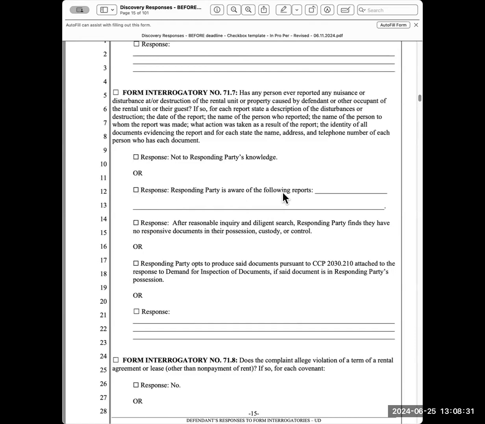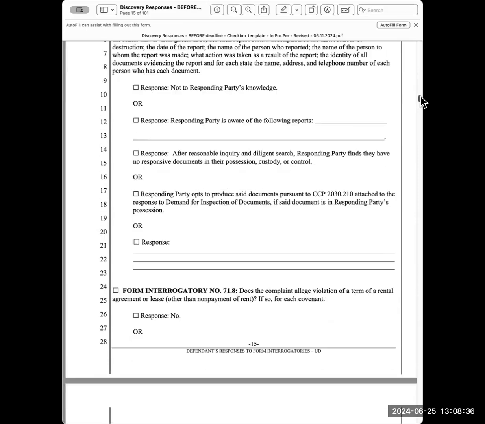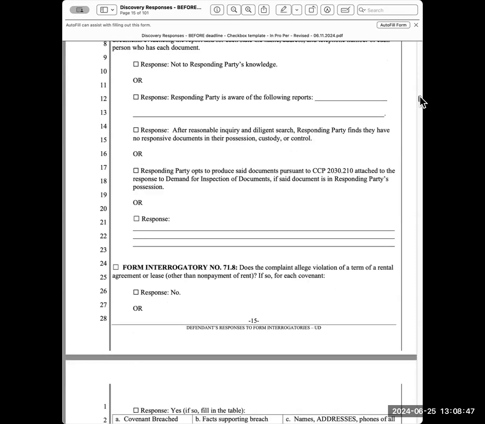Otherwise, you check here and you put in what reports you were ever given from the landlord or the property manager about some form of nuisance or destruction that you or another occupant of the unit or one of your guests committed. And then evidence. If you have no evidence here, if there is evidence, you put it in the trial binder. And if neither of these responses apply in terms of evidence, you check here. Remember, if nothing was ever reported, you check here and just go on to the next question.